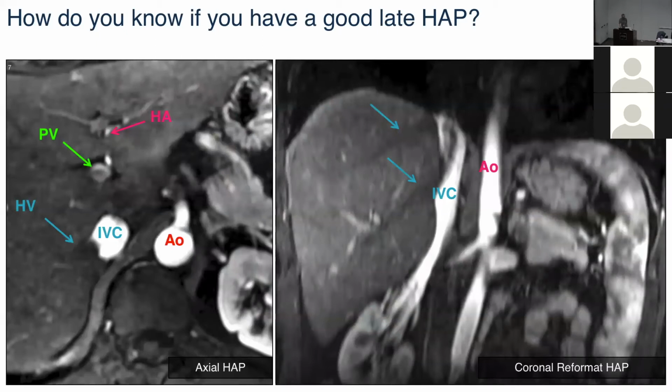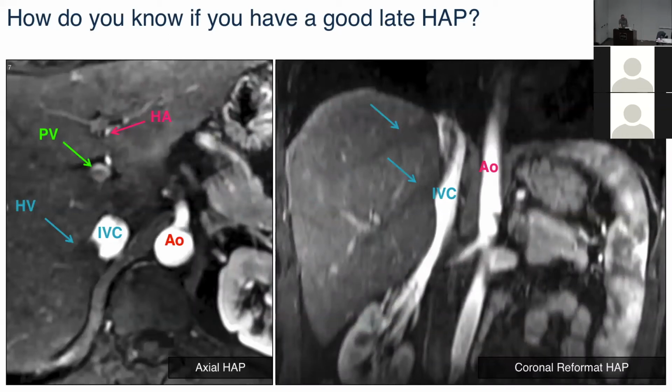Now you're asking, well, okay, if there's no contrast in the hepatic veins, why is there contrast in the IVC? And the reason there's contrast in the IVC, the inferior vena cava, is because the kidneys drain into the inferior vena cava very quickly. So don't be surprised if you see contrast in the inferior vena cava. You just don't want to see contrast in the hepatic veins.